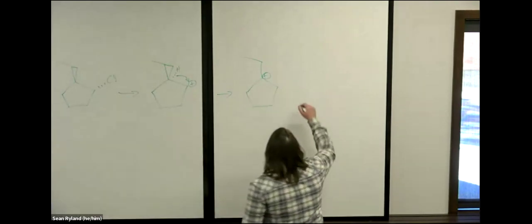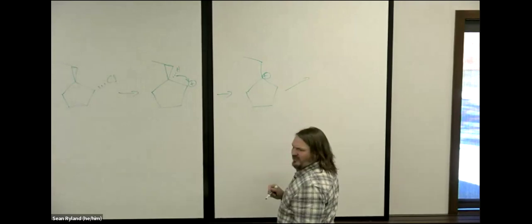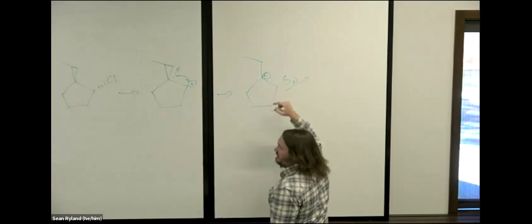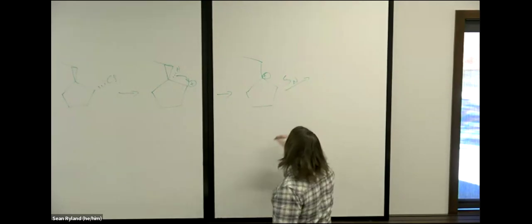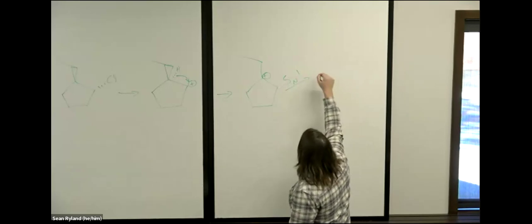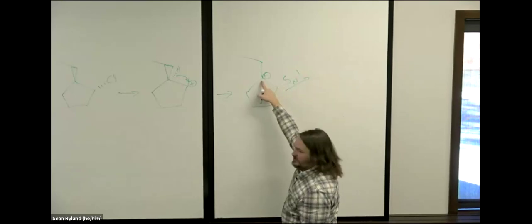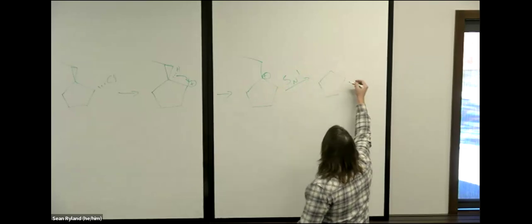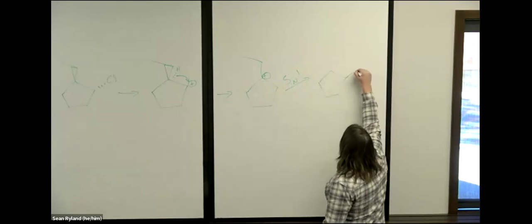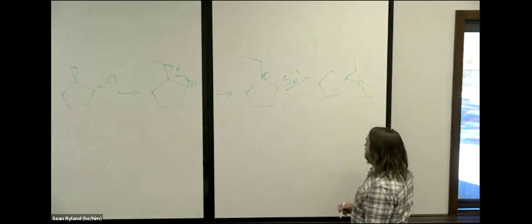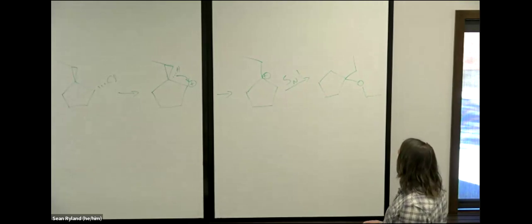And then what's our nucleophile in this case? It's an ethoxy group. An ethyl with an oxygen, right? Yeah. So if it goes SN1, our ethoxy group is going to come in and attach here. We're going to get an ethyl group and an oxygen and then an ethyl group attached to the same carbon.